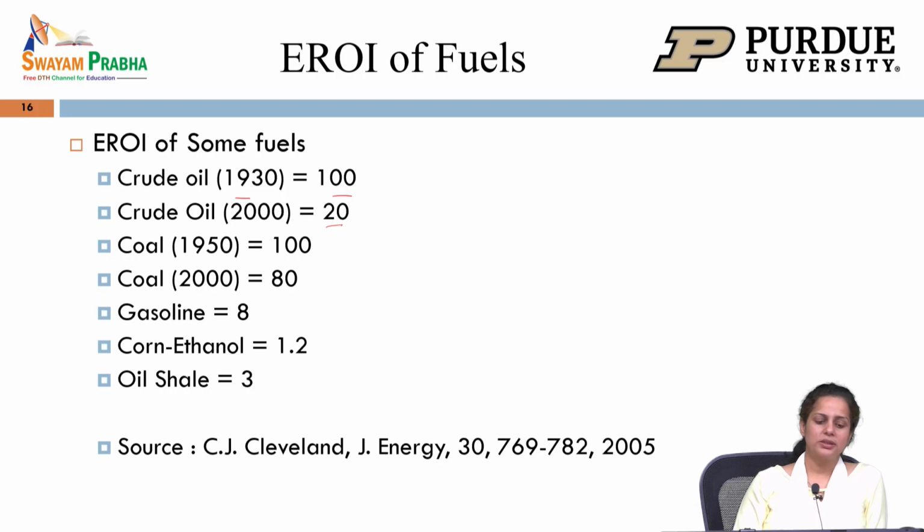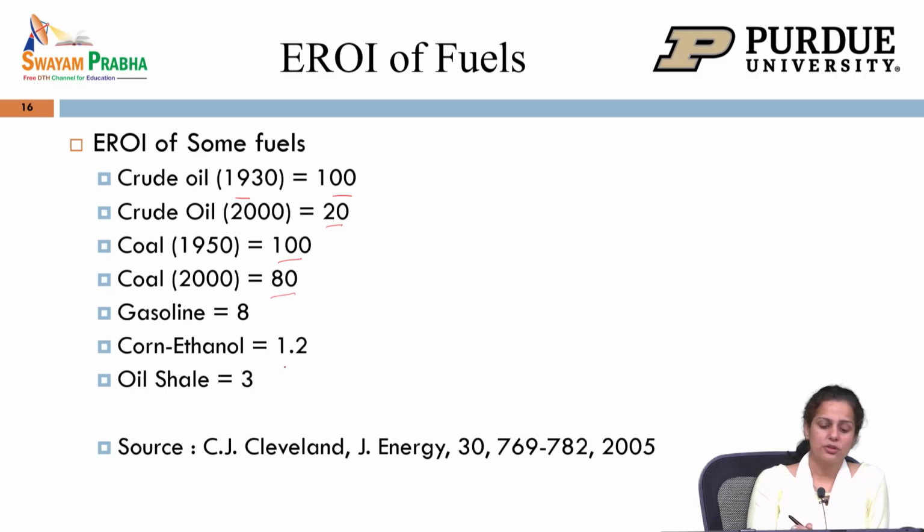Similarly, for the coal, you can see the reduced EROI over the years, because now the coal resources are more sparse and not as dense unless we find new coal reserves or new energy resources. So now we have, for 1950, 100 EROI, and for 2000 about 80 EROI. Similarly, for gasoline, it's 8.